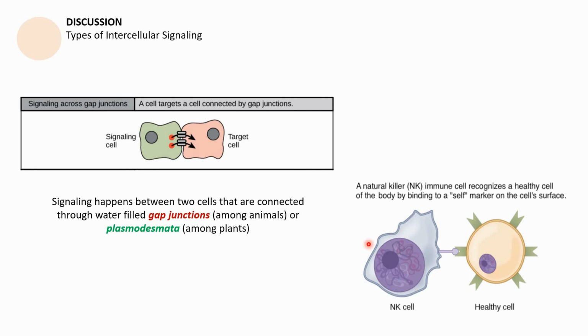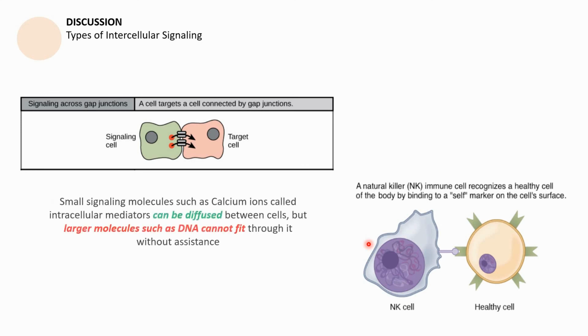A natural killer immune cell recognizes a healthy cell of the body by binding a self-marker on the cell's surface. So, ang NK, marerecognize niya ang isang cell na healthy by doing some sort of signaling across gap junctions. So, ganun niya na-maintain yung population ng mga healthy cells sa body.